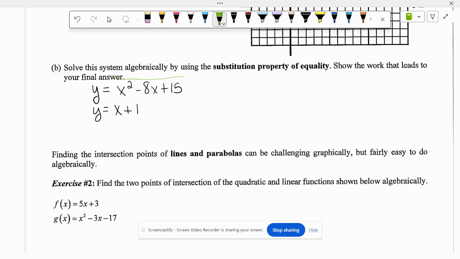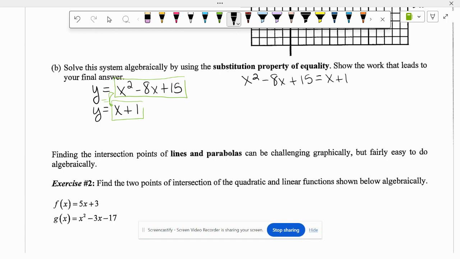So if y equals this and y equals this, it says use substitution. Well, you just set these two things equal to each other. So that's what we're going to do. We're going to write the equation x squared minus 8x plus 15 equals x plus 1.